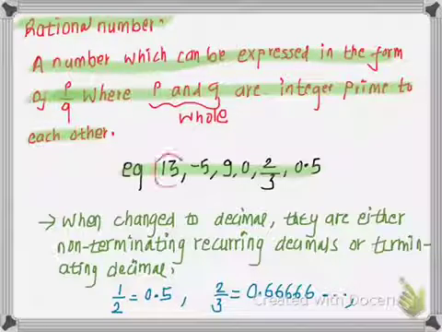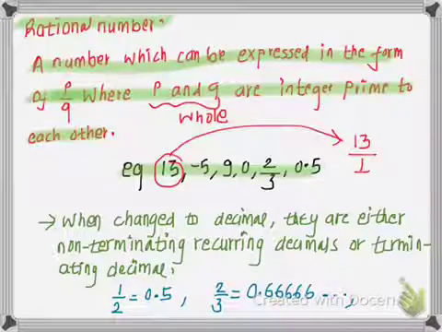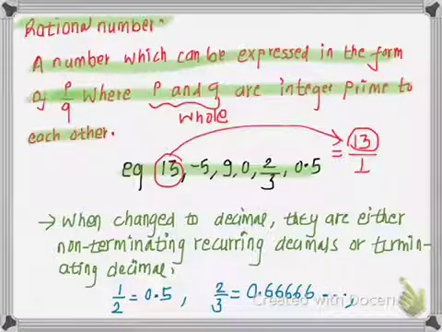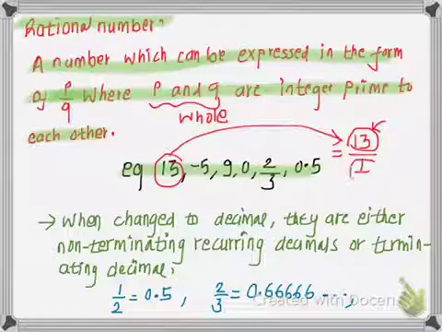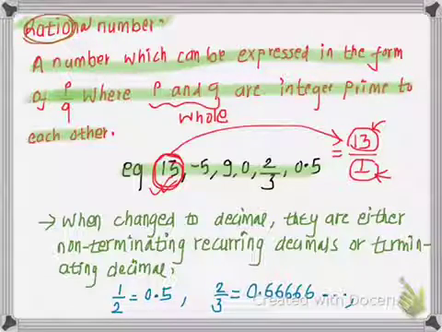So let us look at why 13 is called a rational number, as we can express 13 in the form of 13 divided by 1. So here 13 is a whole number and 1 is also a whole number, and as we can express 13 in the form of the fraction 13 by 1, it is called a rational number, or a number which can be expressed in the form of a ratio.